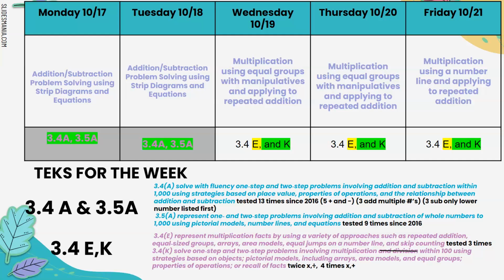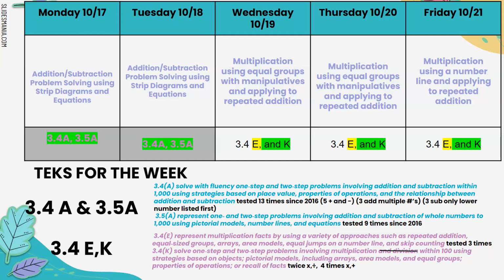For example, they need to understand that 2 times 3 is the same as 3 times 2. 2 groups of 3 is going to give you the same product as 3 groups of 2. So this has been tested twice with multiplication and then division, like that's a 2-step. It's been tested 4 times with a 2-step of multiplication and addition. Sometimes they'll have to add first and then multiply. This is a heavily tested TEK.